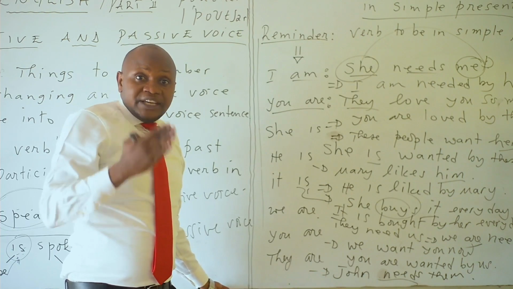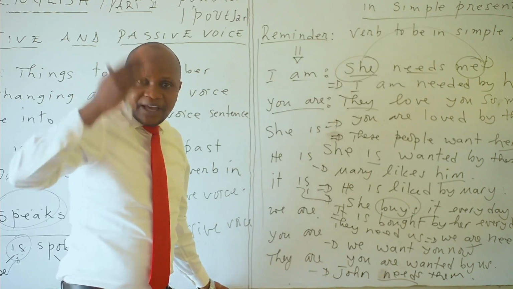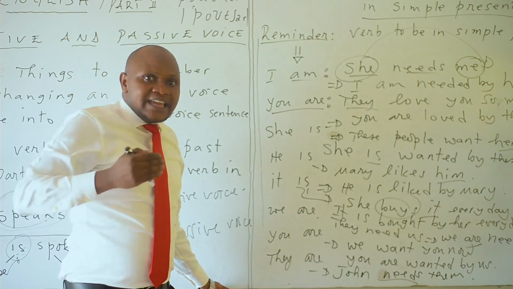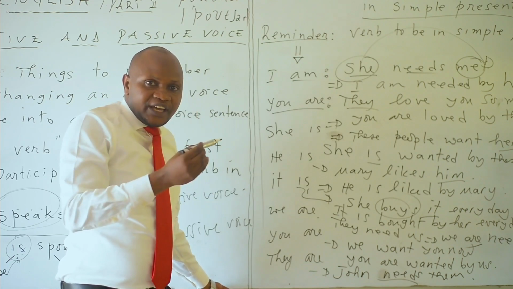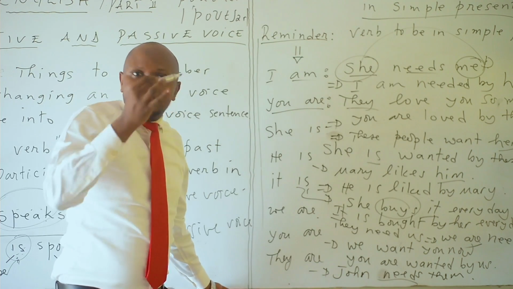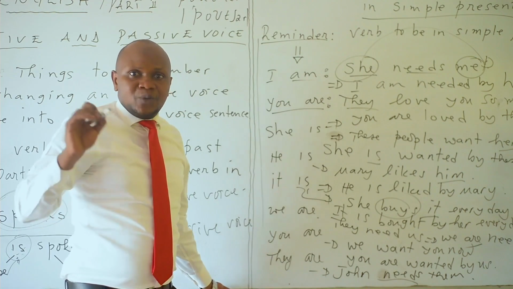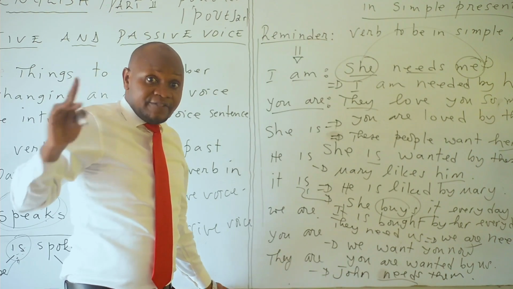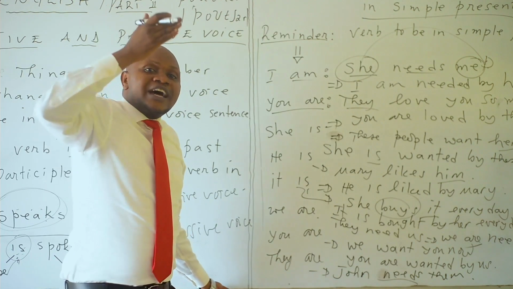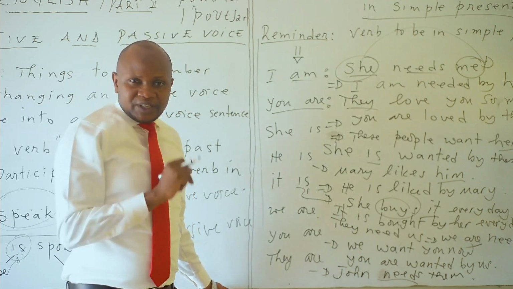Niba mvuze ngo I eat beans every day, uzahita uvuga ngo beans are eaten by me every day. If I say I write English every time, nandika Icyongereza buri gihe, English is written by me every time. If I say John speaks French very well, uzahita uvuga uti French is spoken by John very well. Urumva ko tujyana na verb to be bitewe nuko intero yacu biri muri simple present.